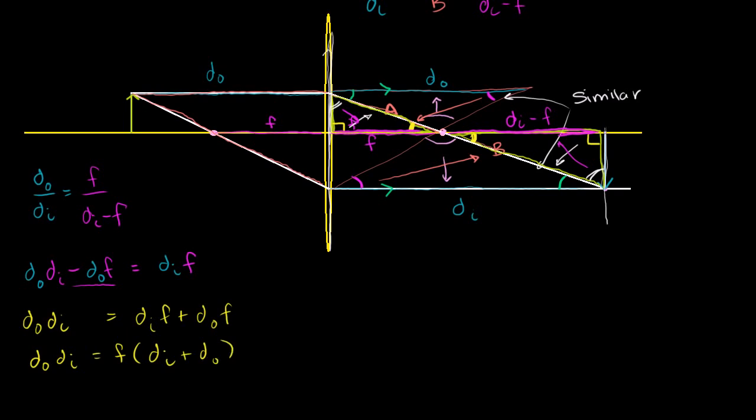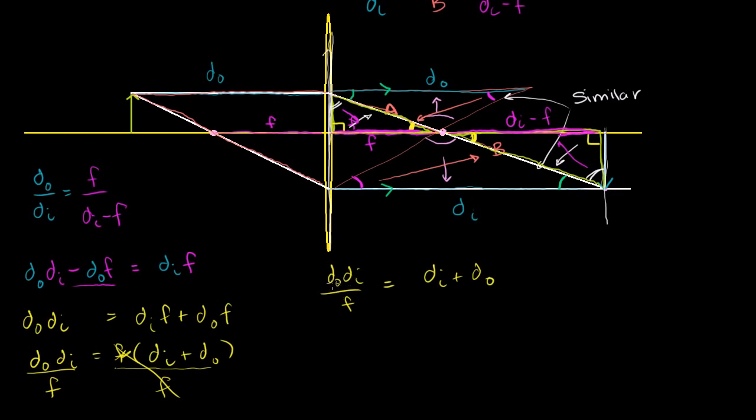And then what can we do? We could divide both sides by f. So this will become over f. This becomes over f, essentially canceling it out. And then I don't want to skip too many steps. Let me just rewrite what we have here. So these cancel out. So we have d naught di over f is equal to di plus d naught.